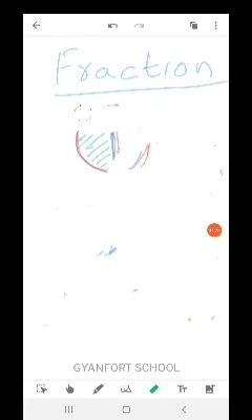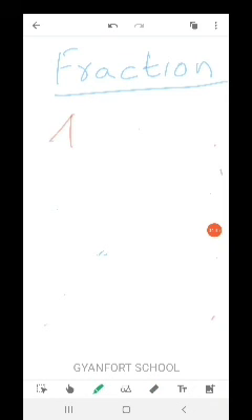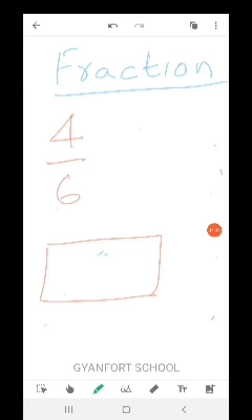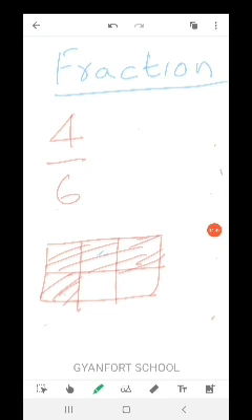I'll take another example. Let's say I ask you to represent something in a grid. Maybe I'll take the example 4/6. I'm just making a grid. This is my grid with 6 equal parts, and I shade 4 out of these 6. So this is 4/6.